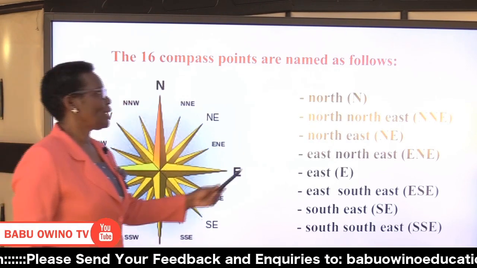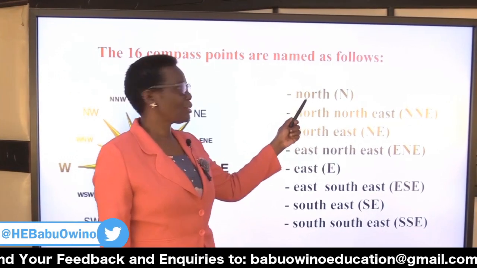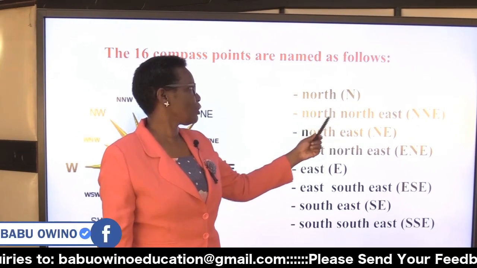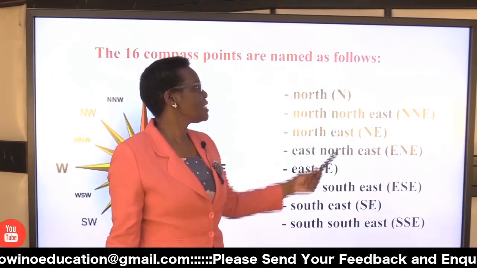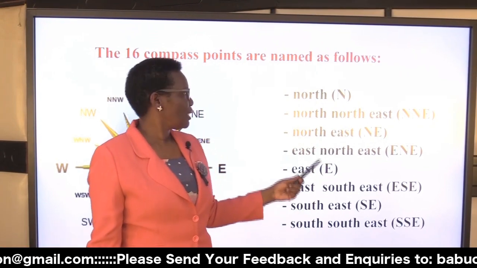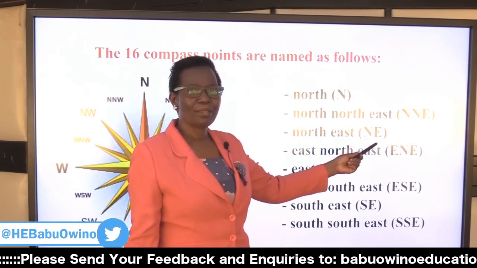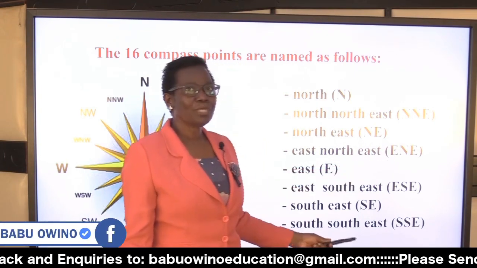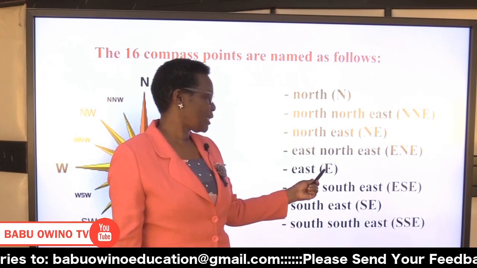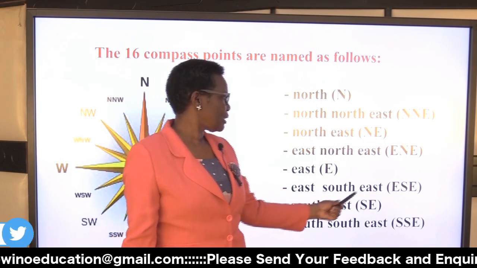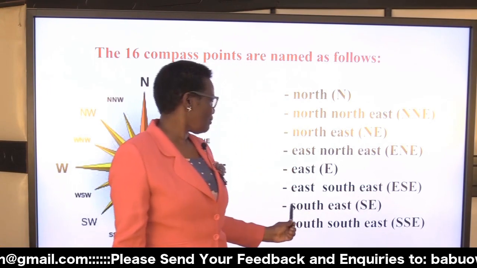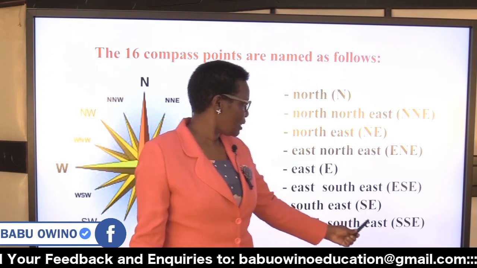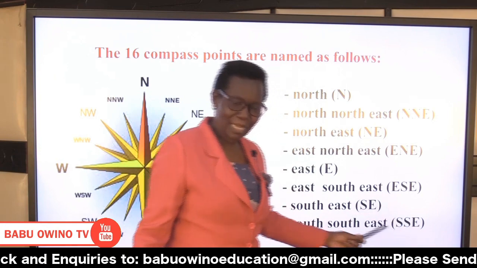So you can see the way it is named. Where it is north, you can see in bracket, I've written N. Where it is north northeast, I've written N N E. Sometimes you can find such. When it is northeast, I've written N E. Then east northeast, I've written E N E. Then east alone is represented by E. Then we have east southeast, E S E. South east, which is southeast, S E. Then we have south southeast, S S E.